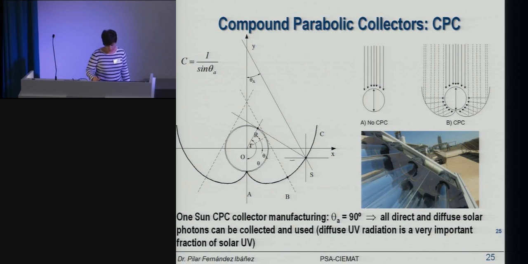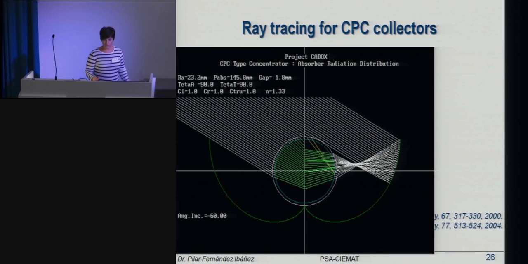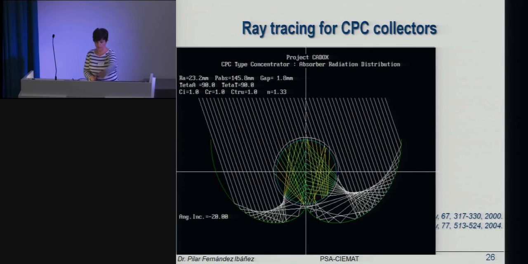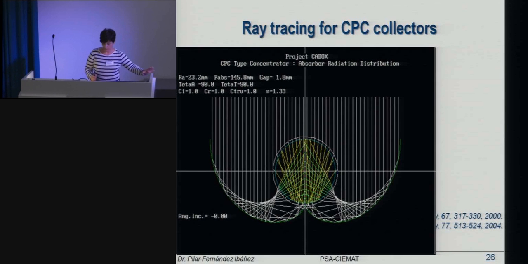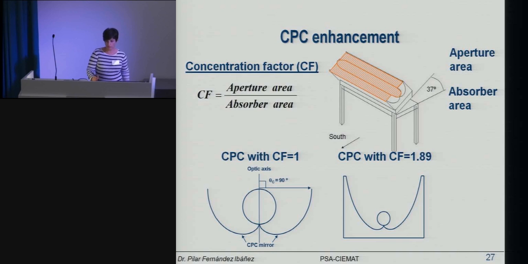This is the ray tracing of this CPC. So all that you measure with an environmental radiometer will be collected in the tube. It's like the tube. So regarding the concentration factor, we can use CPC 1 and CPC 1.9. Why 1.9? Could be 2.